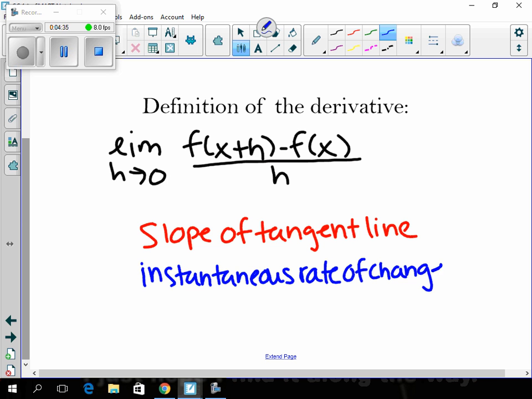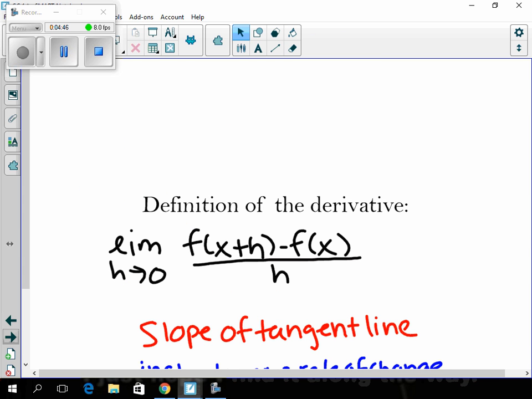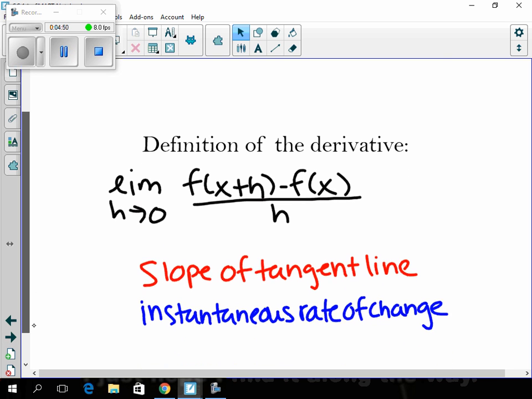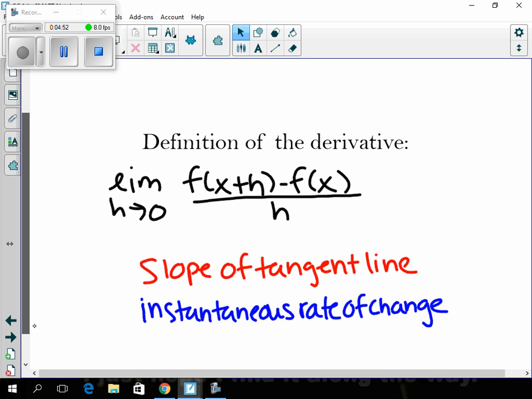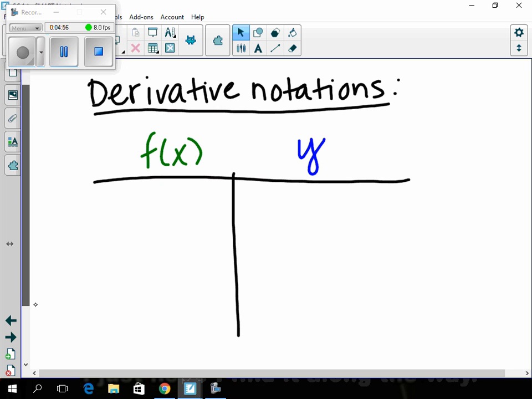Because it focuses on one point, in this case this point, it focuses on the rate of change at that point. So now we're going to be using the definition of the derivative to help us solve problems and find slopes of functions. First thing we need to do is talk about the derivative notation.